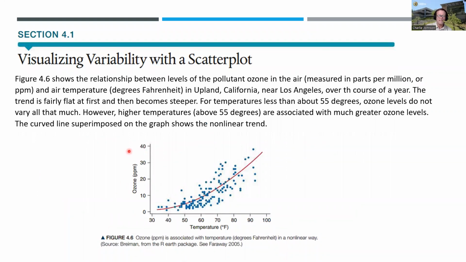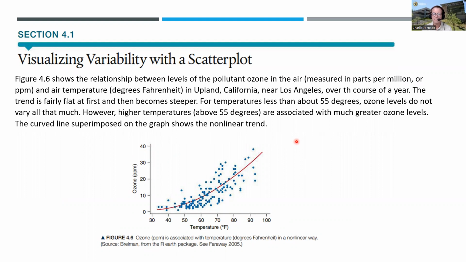Figure 4.6 shows the relationship between levels of the pollutant ozone in the air, measured in parts per million or ppm, and air temperature in degrees Fahrenheit in Upland, California, which is near Los Angeles, over the course of a year. The trend is fairly flat at first and then becomes steeper.